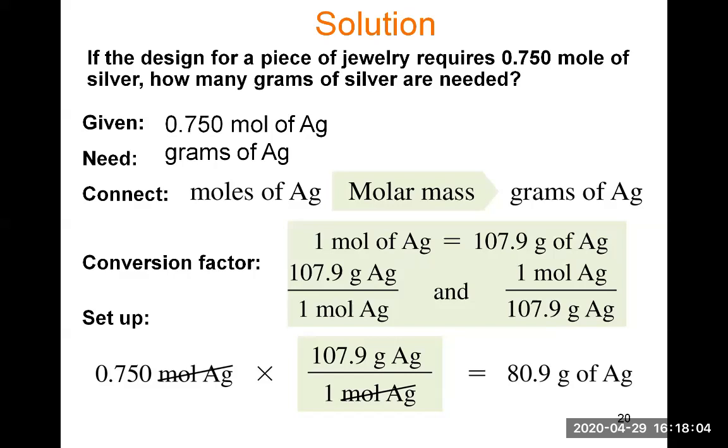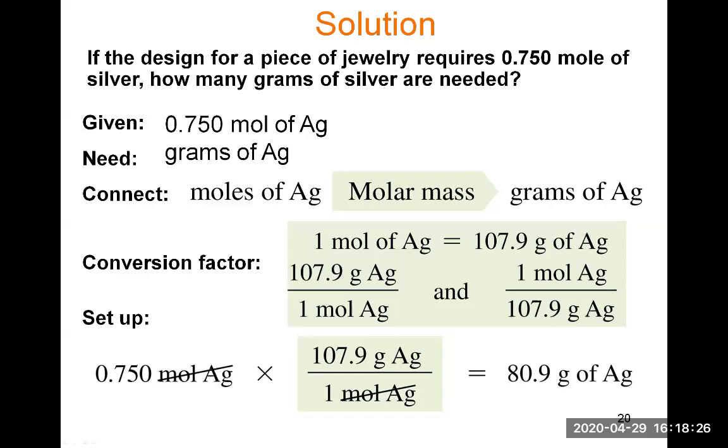So you do this on your calculator, 0.750 times 107.9 over 0.87, it's fine. And you get 80.9025. That's the calculator answer. So you need to round properly.